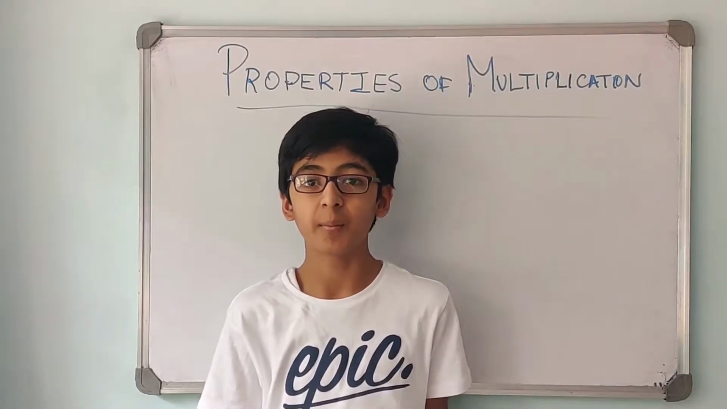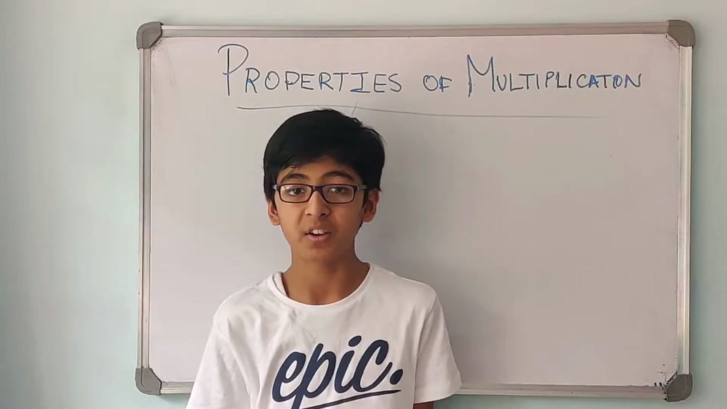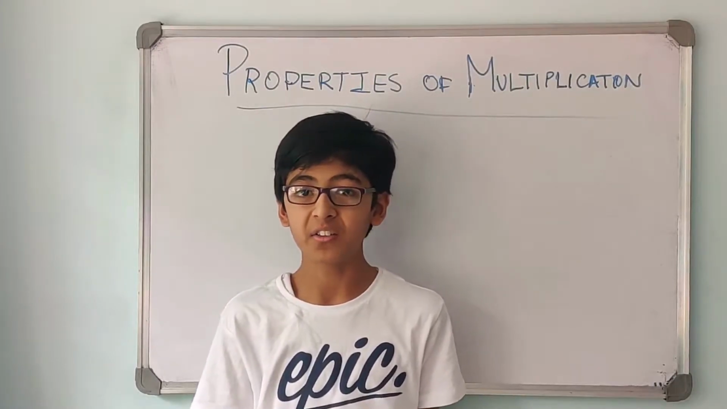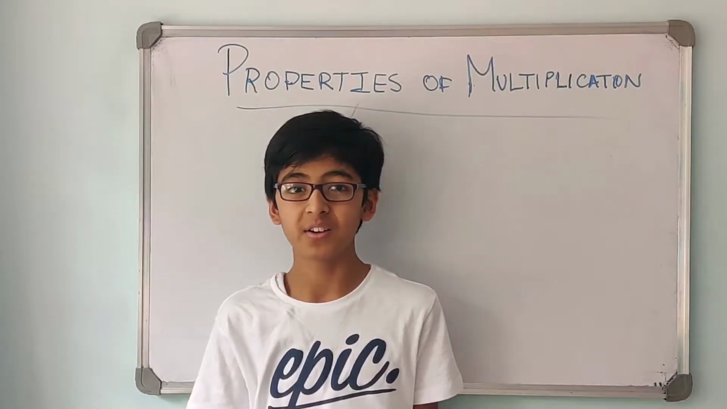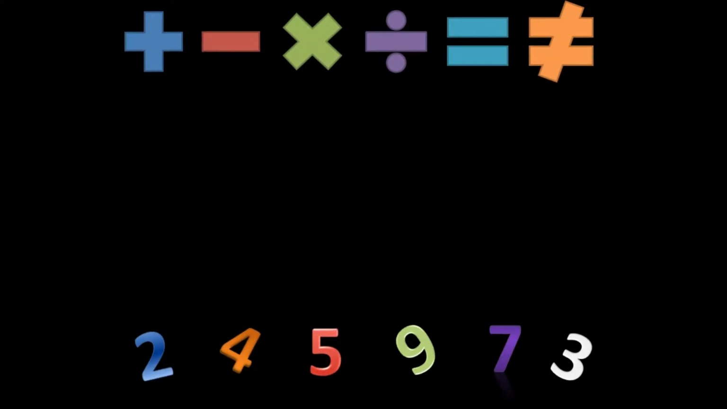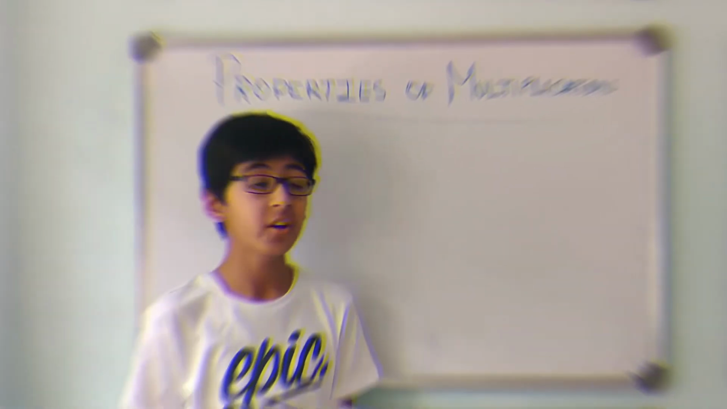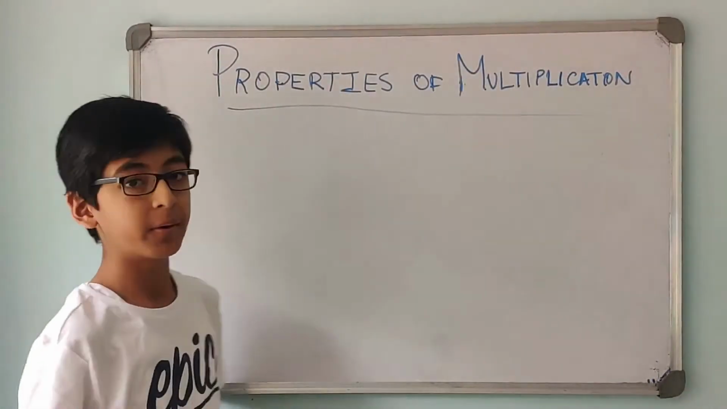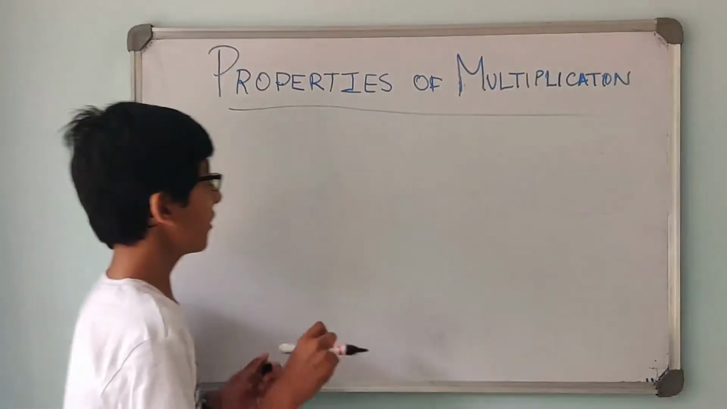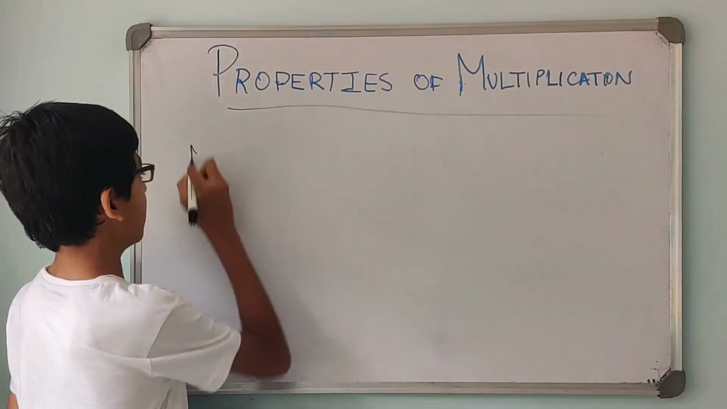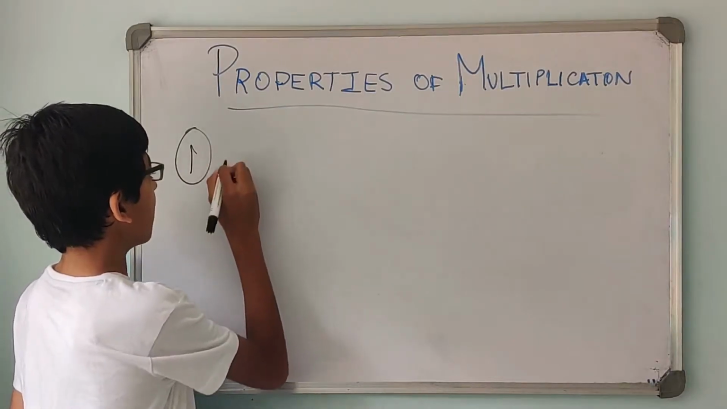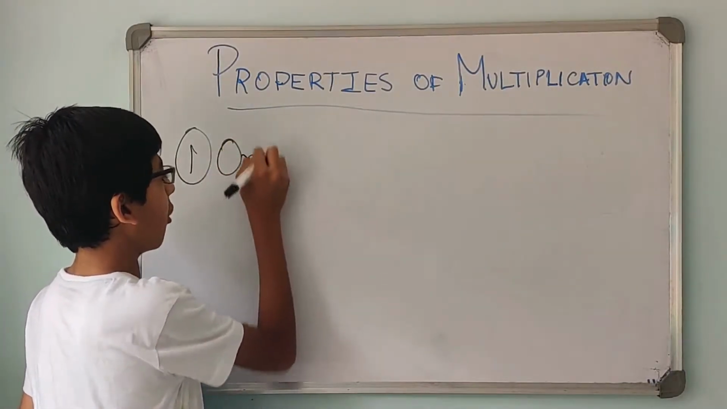Today we are going to learn about the properties of multiplication. So let us get started with today's topic. Let us learn the properties of multiplication. So let us start with our first property. The first property of multiplication is the order property.